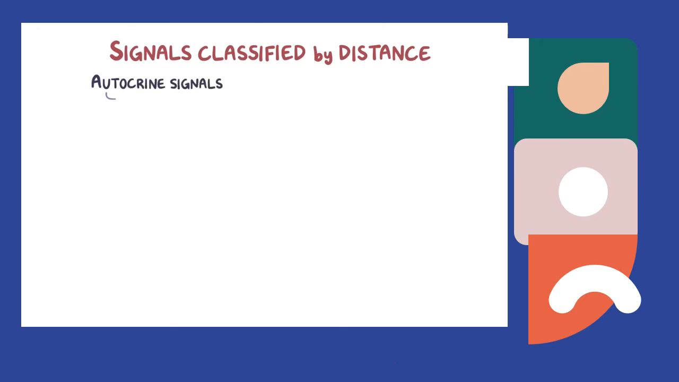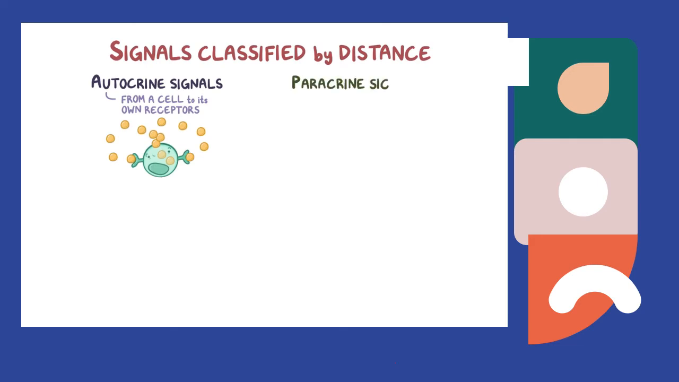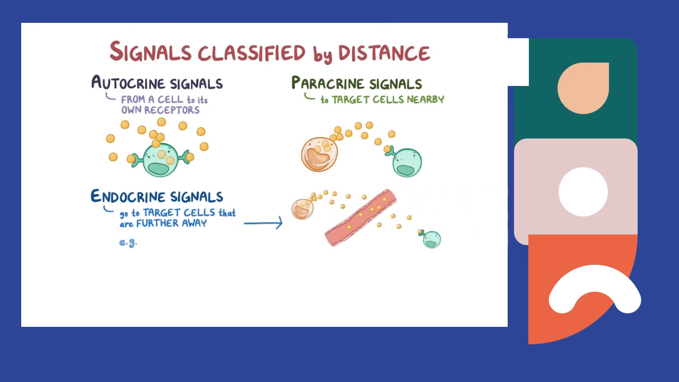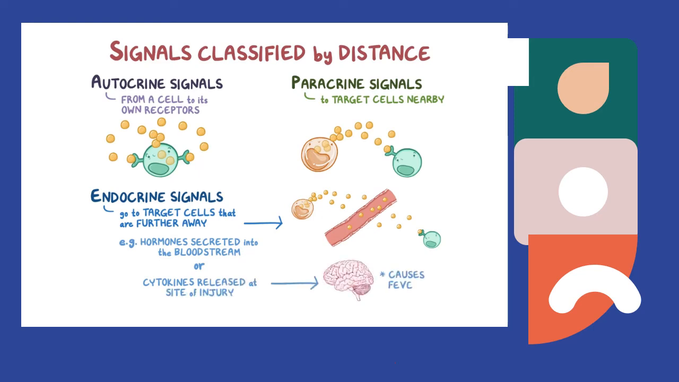Autocrine signals are produced by a cell and go to its own receptors, so the cell sends a signal to itself. Paracrine signals are produced by a cell and go to target cells that are nearby. And endocrine signals are produced by a cell and go to target cells that are further away. Examples of these include hormones that are secreted into the bloodstream, as well as cytokines that can be released at the site of injury and act on the brain to cause a fever.